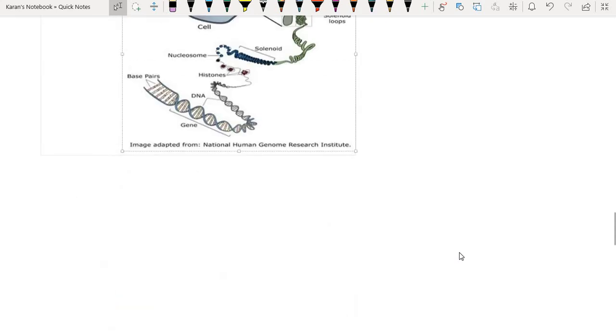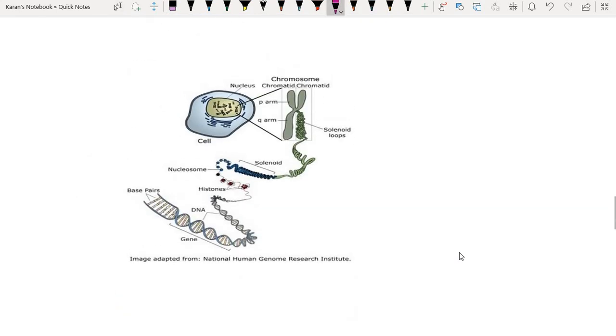Moreover, you can see the structure. Here is the structure of a chromosome. First of all, right at the center, there is a constriction known as centromere. This centromere helps in the division of chromosome and divides the chromosome into two arms. So by convention, we take the shorter arm as P arm and the longer arm as Q arm.